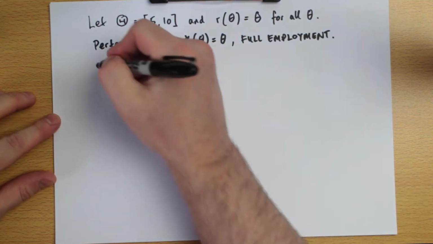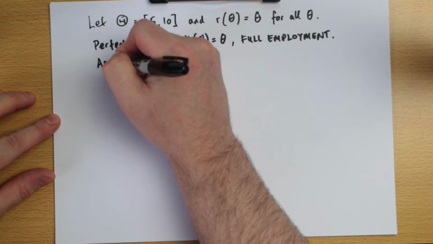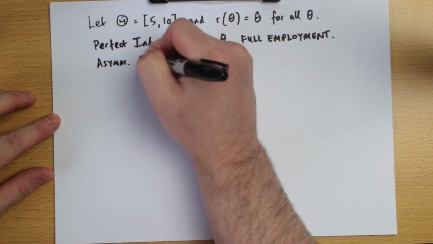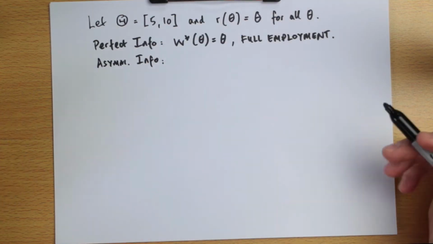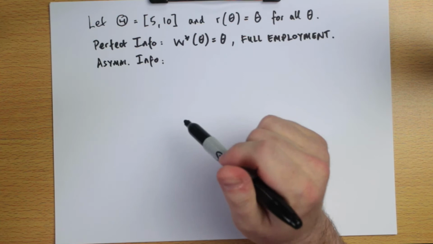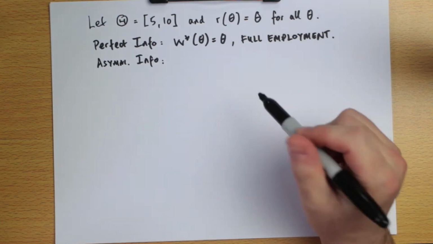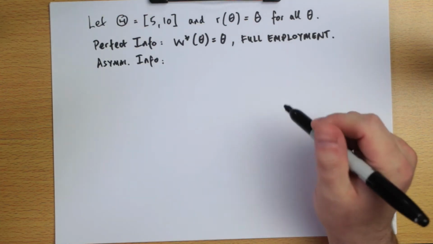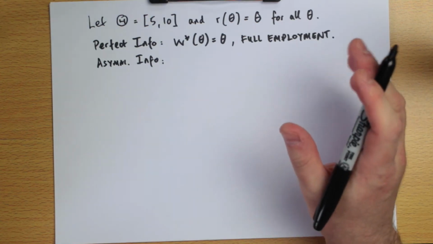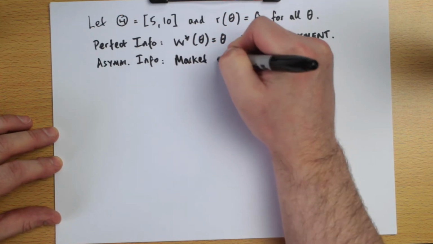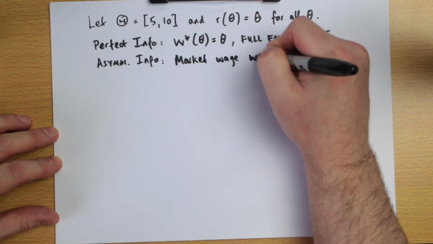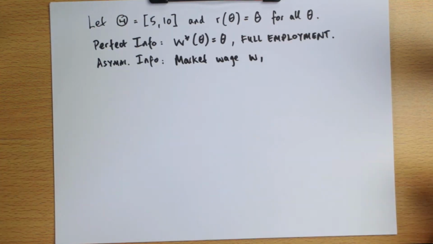Now let's talk about asymmetric information. So what are we assuming in asymmetric information? Well, that every single type of worker knows their own theta, but there is no way for anybody to verify this theta. So the firms don't know the theta. So there is a market wage W, and it's just fixed. It doesn't depend on theta in any way, because it can't, because that information is simply not available.